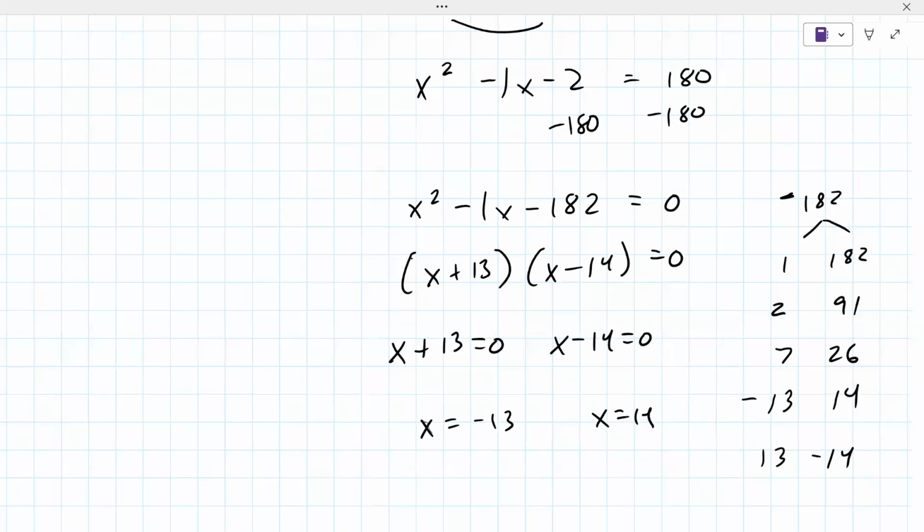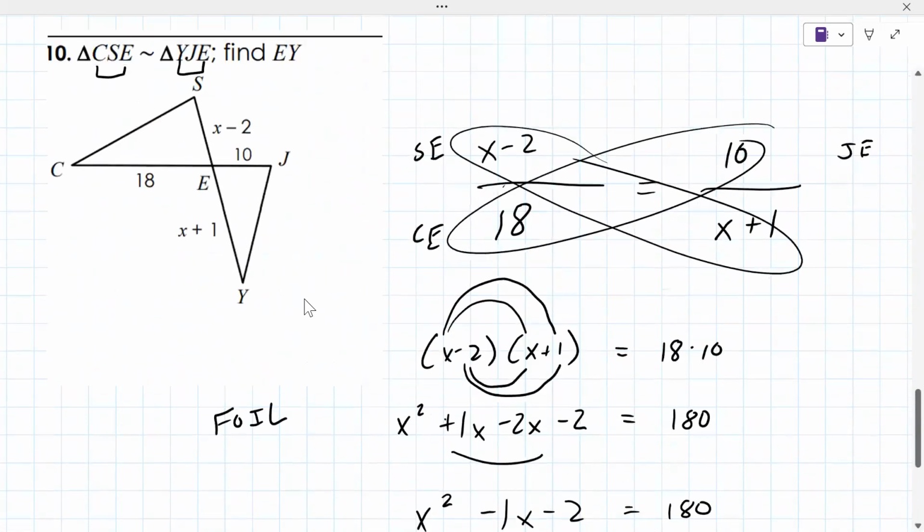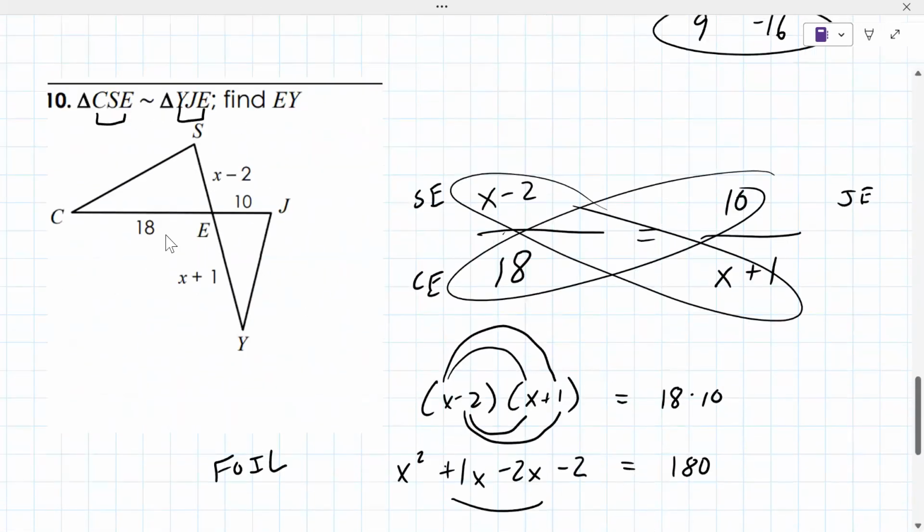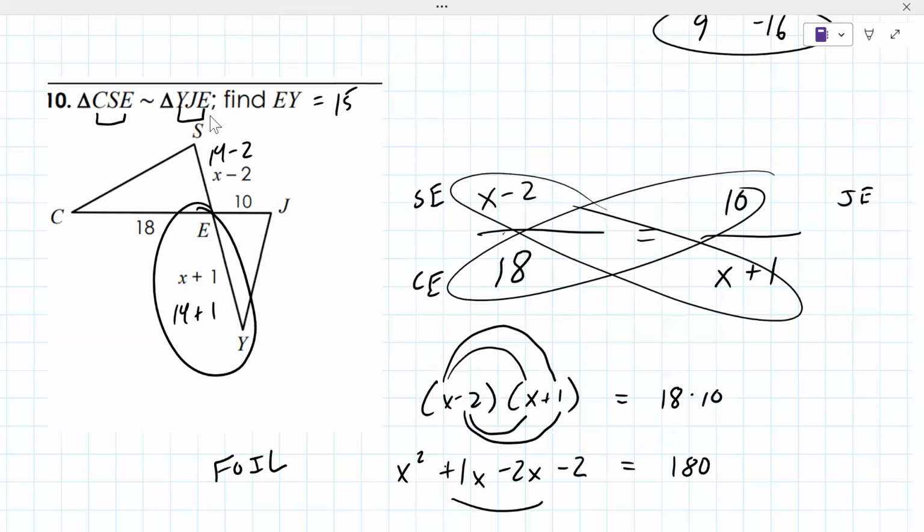Okay, good. Now let's go back and look at which of those makes sense. We're not solving for x. Yeah, we've got to do a little bit more. So x is 14, so there's 14 minus 2, 14 plus 1. Which one are they asking for? 14 minus 2? It says e to y, right? So you've got to find e to y. Yeah, sorry, trying to find that one there. So e to y is 15.